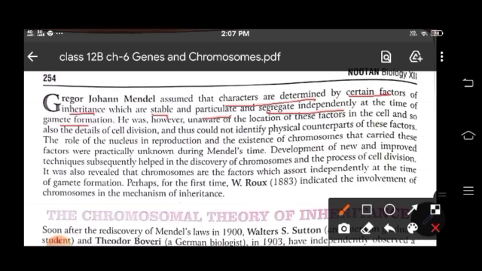But he was unaware of where these factors are located in the cell, and he was also not aware of the details of cell division. So he could not identify physical counterparts of these factors. The role of the nucleus in reproduction and the existence of chromosomes were also unknown to Mendel. Development of new and improved techniques subsequently helped in the discovery of chromosomes and the process of cell division.